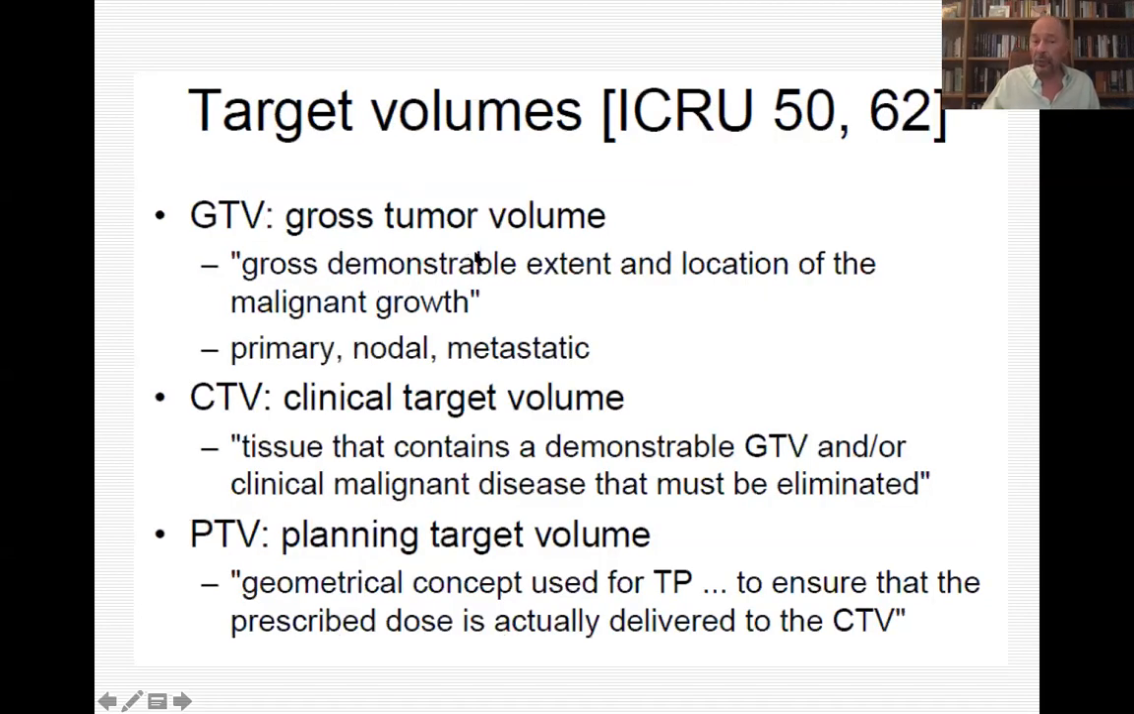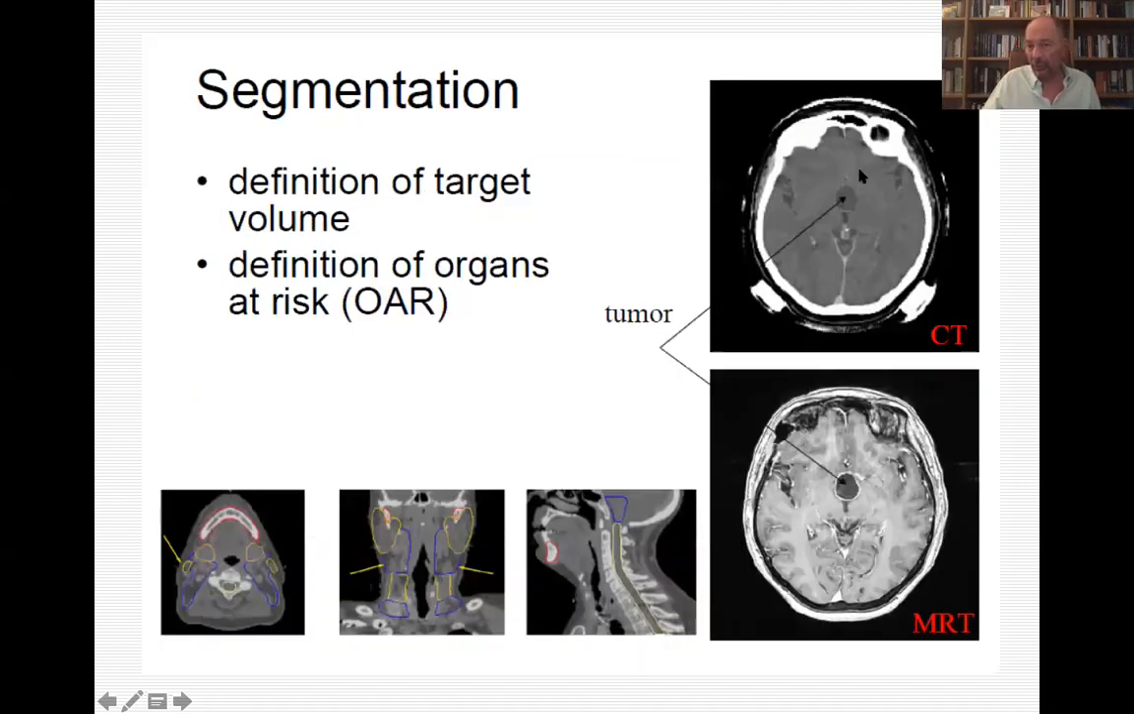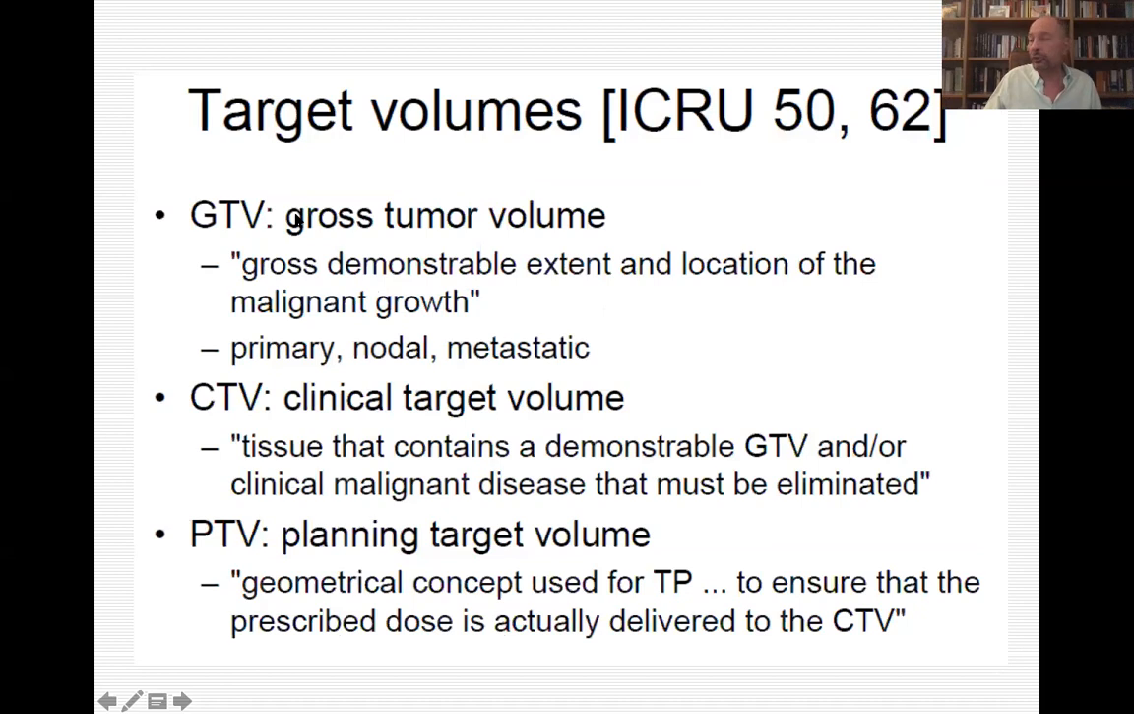So the target volume, as I said, is not this one in principle, but what you see here is what clinically is called the GTV. The GTV is the gross tumor volume. So this is the gross demonstrable extent and location of the malignant growth. It's defined also as primary, nodal, or metastatic. So primary if it is the primary tumor, nodal if it is in a lymph node, so if you want to target a lymph node, metastatic if it is a metastasis.